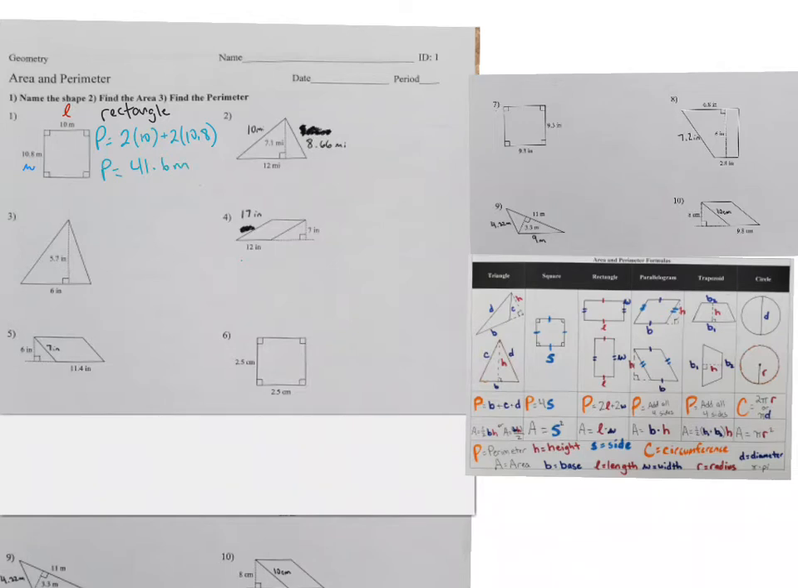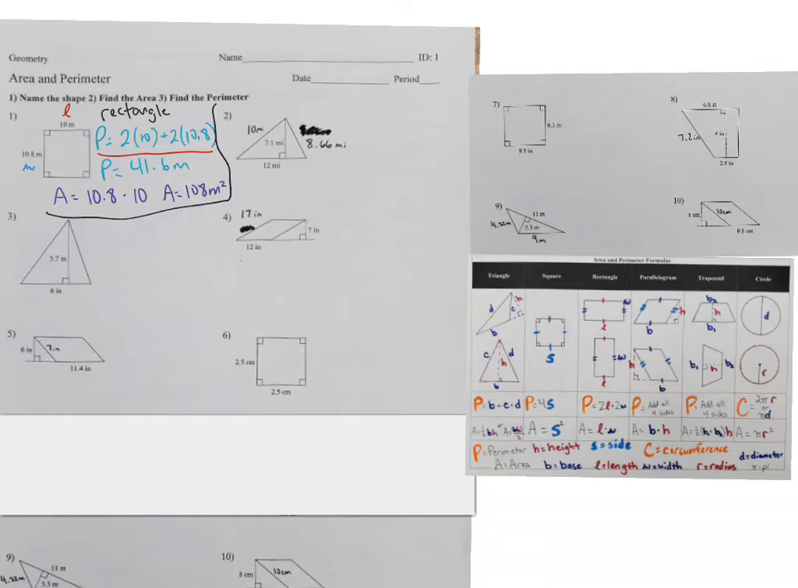And I need to see that step. You have to show me how you plugged it in, or you're not going to get any credit. So the area is equal to length times width. So you have to show me area is equal to 10.8 times 10. So my area is equal to 108, and it's square meters. So don't forget your label. That's it.